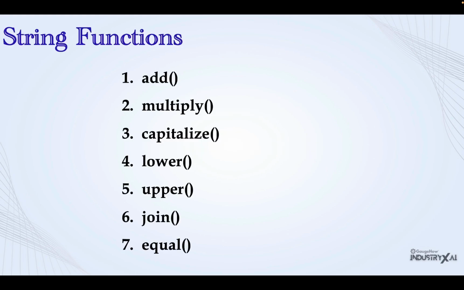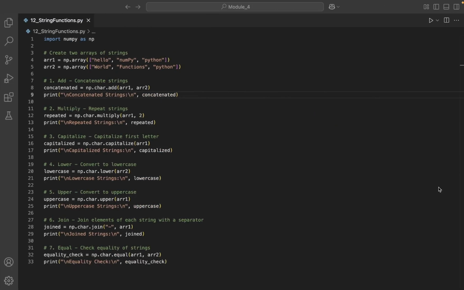So here is the list of commonly used string functions in NumPy, and we will understand the use of all these functions using one example. For that, go to VS Code. Here, one standard program is provided for the understanding purpose. Two arrays are provided, array 1 and array 2, and they have string data type elements.